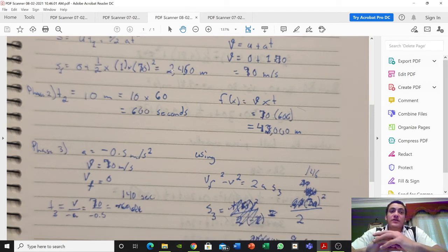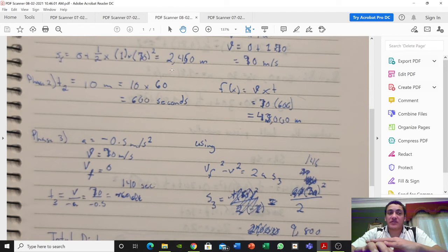Phase 3, a equals negative 0.5 meters per second squared, with the velocity being 70 meters per second, and the final velocity equals 0 because we stopped at station B. So T3 equals V divided by negative the acceleration. So it's 70 over negative 0.5, which then results in 140 seconds.